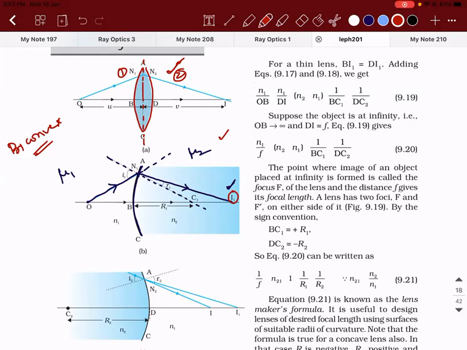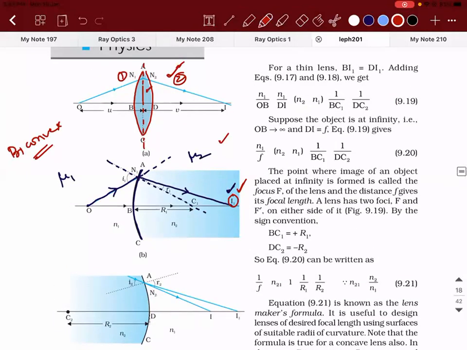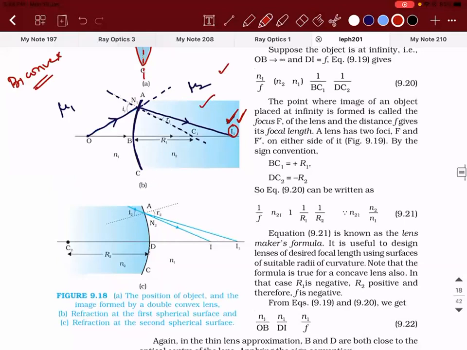Now what will happen is this image that is formed, it is formed in which medium? Look at the colors. Blue color is used for glass medium. They are assuming that this is formed within the glass medium itself. And this image will start acting as the object for whom? It will start acting as the object for the second refracting surface. Whereas the second refracting surface is like this. The second refracting surface is like this.